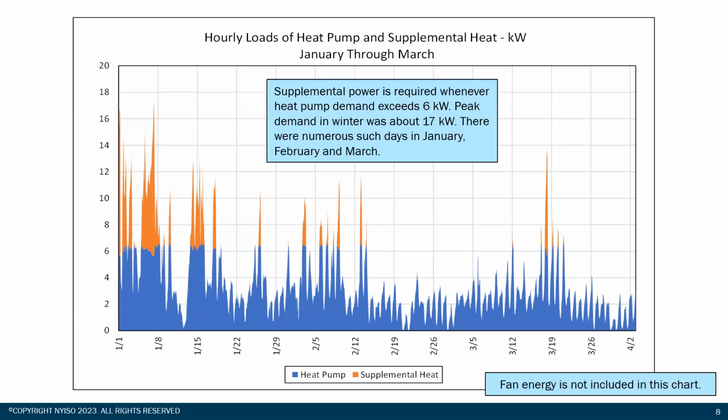If you're in the Northeast in a single family home and you only have a 5-ton heat pump, you are going to need either some gas backup or propane or electric resistance heating.